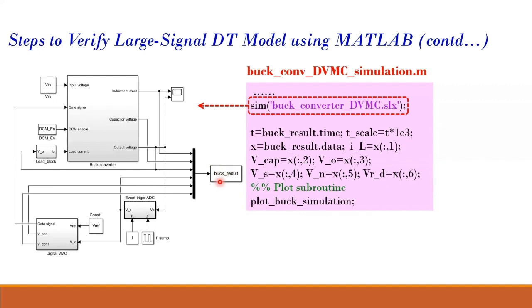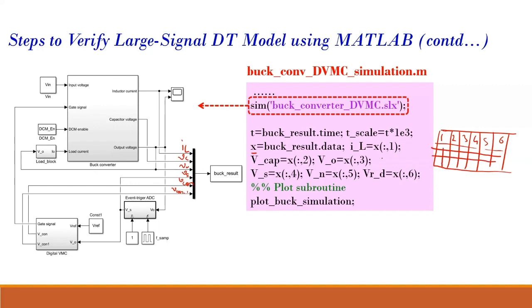So if you see, there are six data. This is my inductor current, this is my capacitor voltage, this is my output voltage, this is my sampled voltage, this is my Vcon, this is my Vcon1. All this data is stored in X, and it is stored in the form of columns. These are the columns: 1, 2, 3, 4, 5, 6. So I'll have to access the data which is stored in each column.